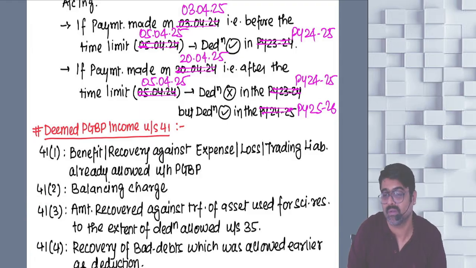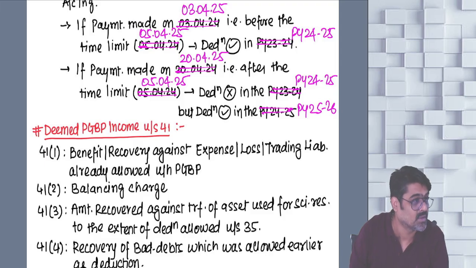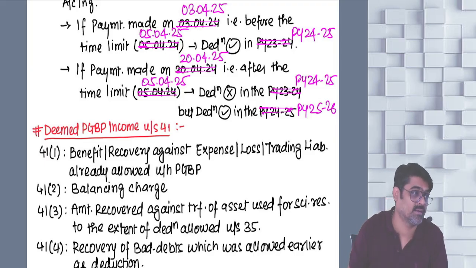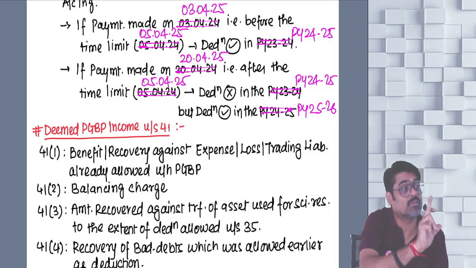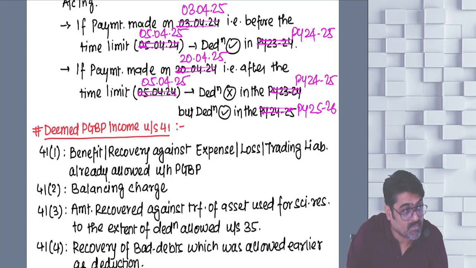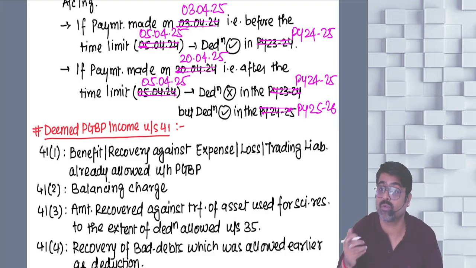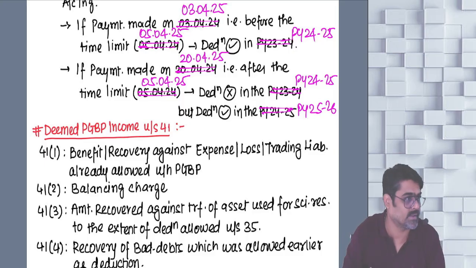Yes or no? Then one more thing I told you. If you have purchased one asset for scientific research, cost of that asset was 5 lakhs. Now if you are selling that asset for 4 lakhs, then recovery of any amount by selling that asset to the extent of cost which was already allowed will also be treated as your deemed PGBP income. If that asset you have sold for 4 lakhs, then 4 lakhs will be treated as your deemed PGBP income. If you have sold that asset for 2 lakhs, then 2 lakhs will be treated as your deemed PGBP income. If you have sold that asset for 5 lakhs, then 5 lakhs will be treated as your deemed PGBP income.